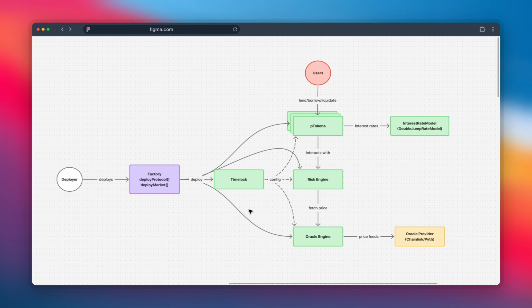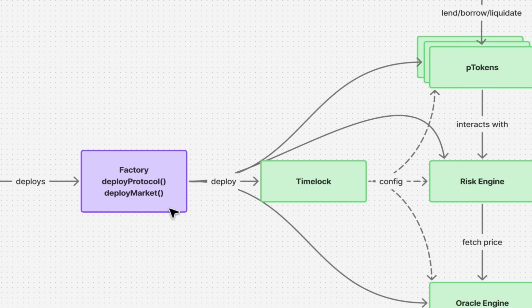So next is topology. Here is the high level diagram. We have this factory contract right here. It has a function deploy protocol, which instantiates risk engine, time lock, Oracle engine, and router proxy, which basically means a whole new lending market instance is being deployed, and then it registers the protocol. Also, factory has deploy market, which can add additional pToken proxies under the specific protocol ID.